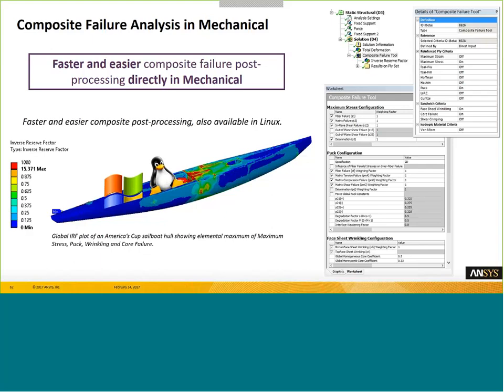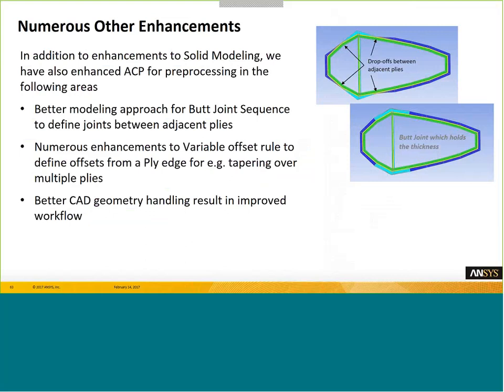Also available on Linux as well as Windows, so that's quite a nice addition. There are numerous other enhancements here in Mechanical as well, so better representation of butt joints, which hold the thicknesses more accurately, better CAD geometry handling, which improves the workflow, and also numerous other enhancements. So ACP, ANSYS Composites, has seen a nice boost at 18 as well.